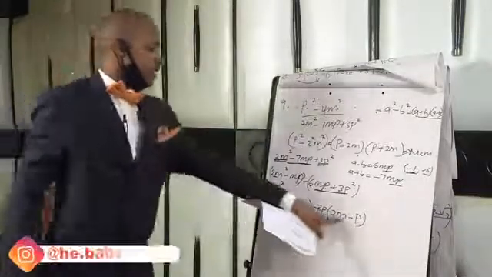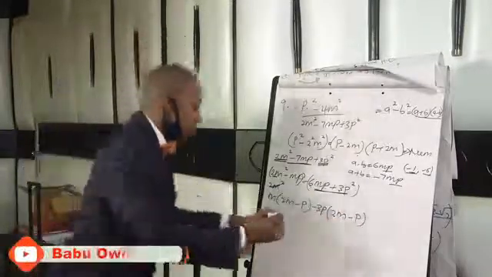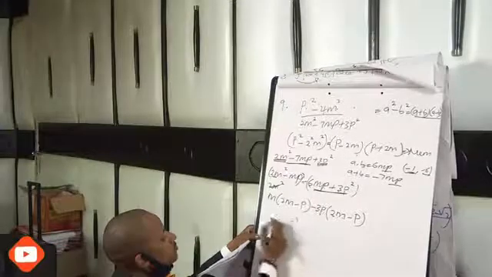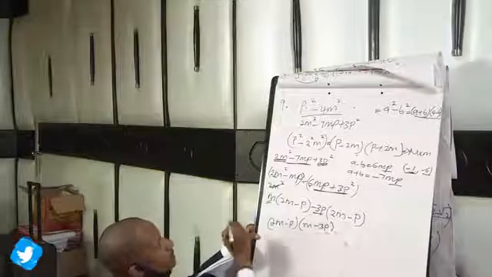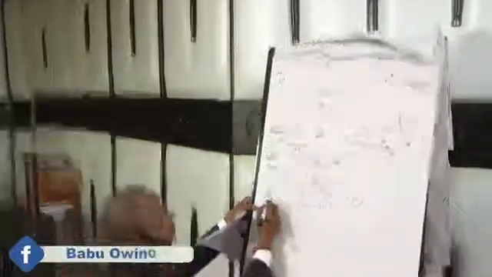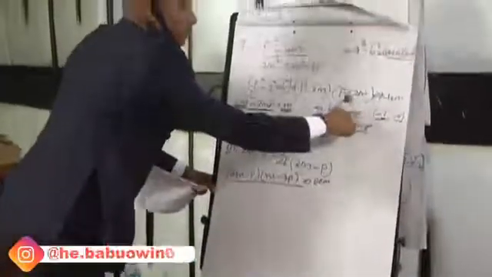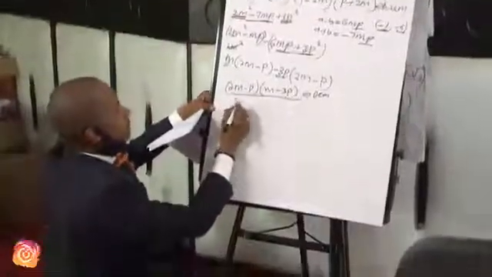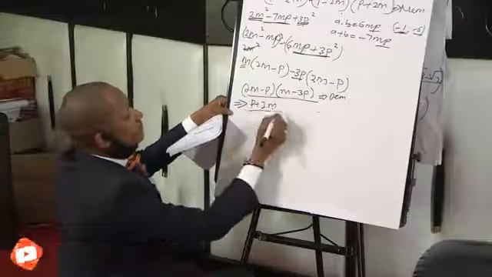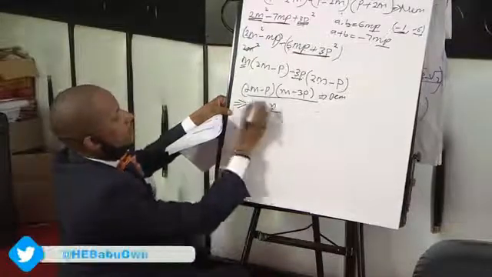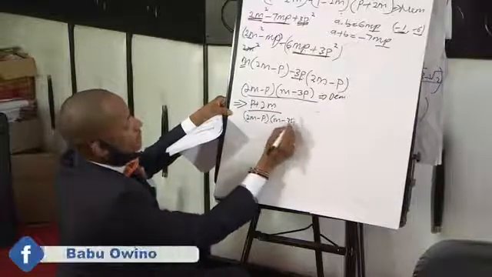Therefore, as you can see in our brackets, we have 2m minus p, again 2m minus p. So you just collect them together, 2m minus p, into m minus 3p. This is the denominator. So remember our numerator is p plus 2m, divided by our denominator, 2m minus p into m minus 3p.